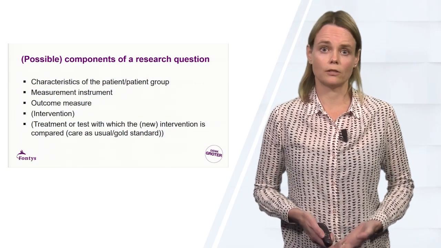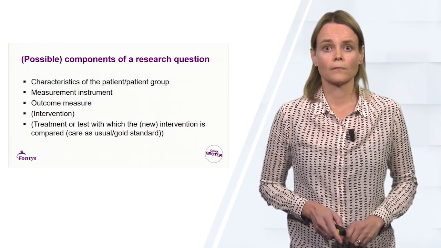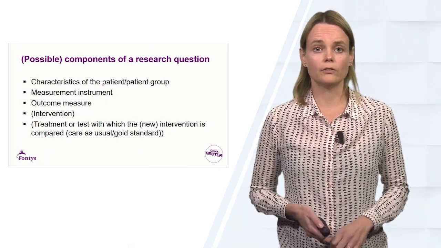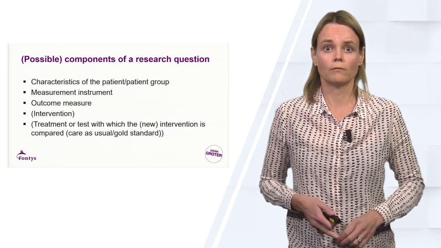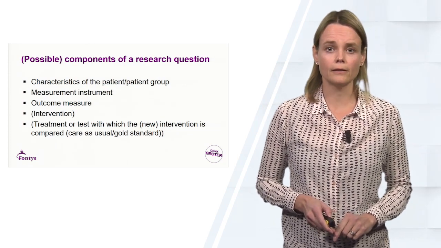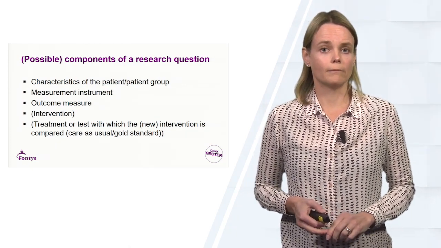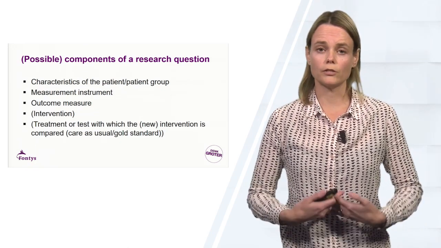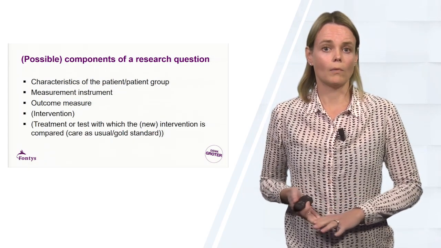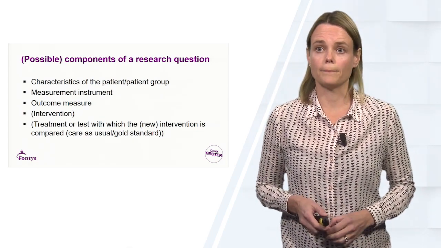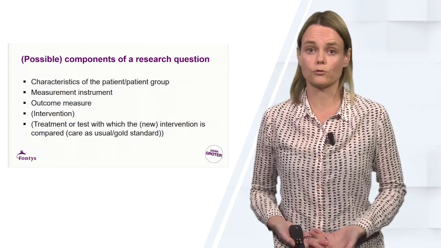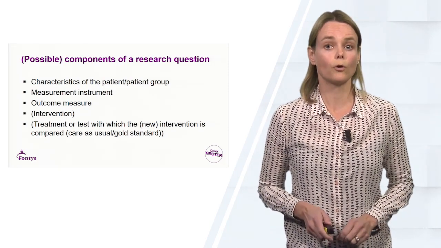Next, you often want to mention the measurement instrument that you're going to use. What are you going to use to obtain the results? And more importantly, you need to specifically mention the outcome measure. What is it you're going to determine in your research? And then depending on your research design, you will want to describe the intervention. What is the new treatment, for example, that you want to research? And are you going to compare it to the care as usual, to the treatment that's commonly used for this disease? This is called the gold standard.